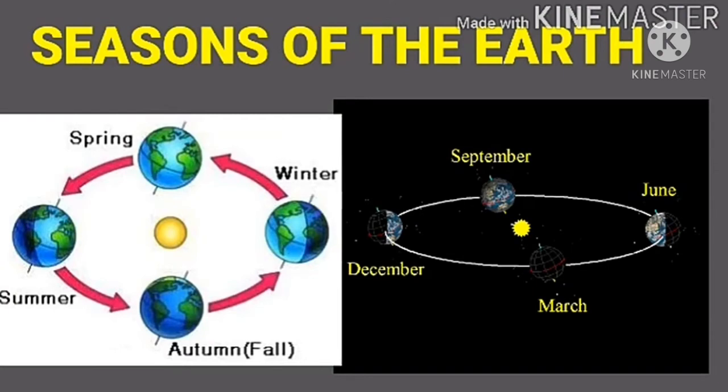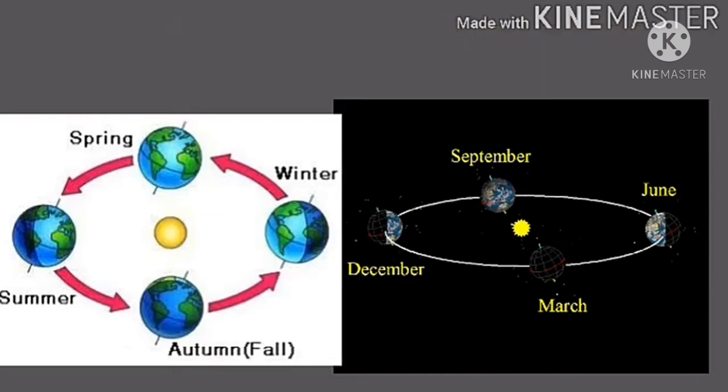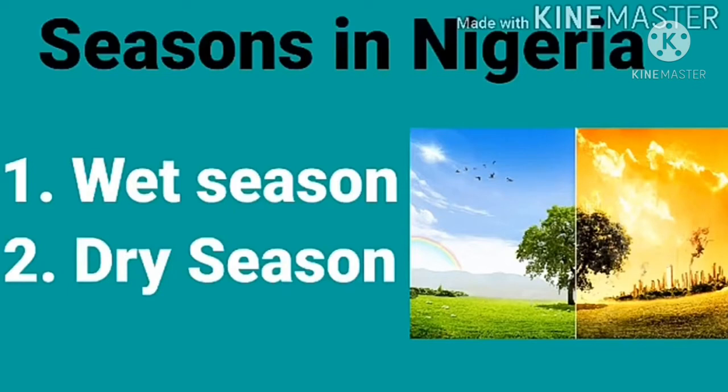Now, seasons of the earth: we have the winter, the summer, the autumn, and the spring. Every 3 months, these seasons come. But in Nigeria, we have 2 seasons, which are rainy season and dry season. Autumn is the season between summer and winter, when the weather becomes cooler and leaves fall off the trees. Spring is between winter and summer, when the weather is warmer and plants start to grow again. Summer is usually warm and hot, while winter is always cold.